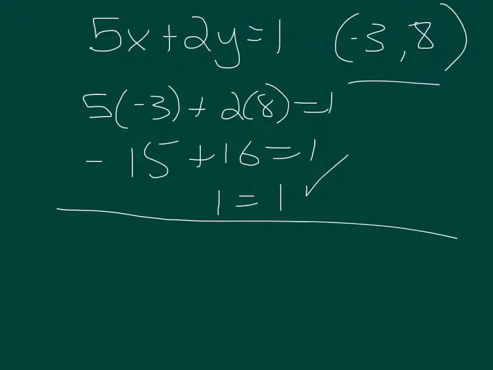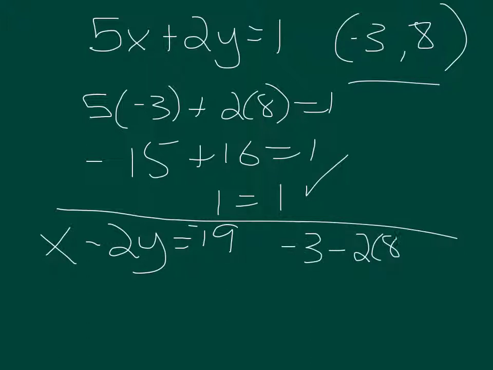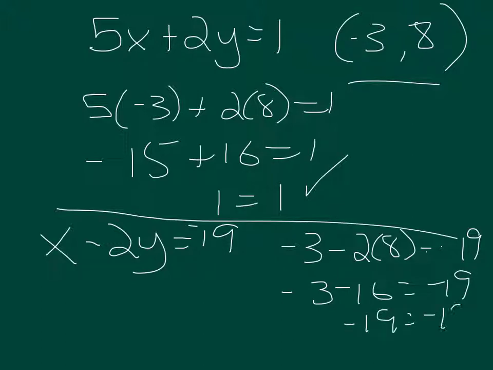You can also plug it back into this other equation to be absolutely sure, and systems are tricky, so I do suggest you do that. Plugging it in, we have negative 3 minus 2 times 8 equals negative 19. Negative 3 minus 16 equals negative 19, and negative 19 equals negative 19. Check. Okay, so we've got our first one solved. Now let's try for another one, a little more complicated.